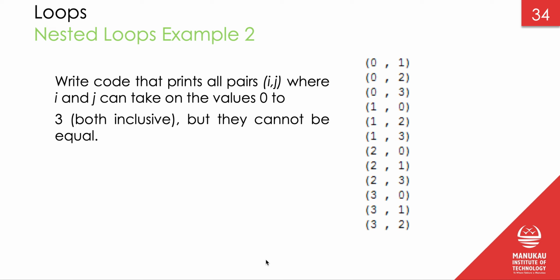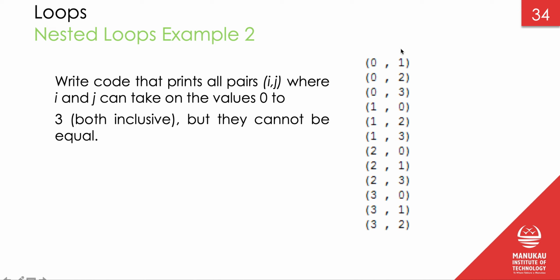We want to write a program that generates all pairs of I and J's, where I and J's are between 0 to 3 both inclusive, and I and J's are not equal. So these are I's, these are J's.